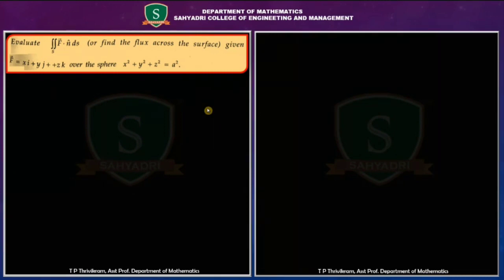Okay, if they have given it for the overall sphere, you can do it directly by triple integral. So first find the divergence of f. So I'll get i plus j plus k. Okay.